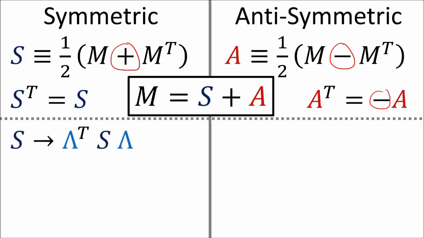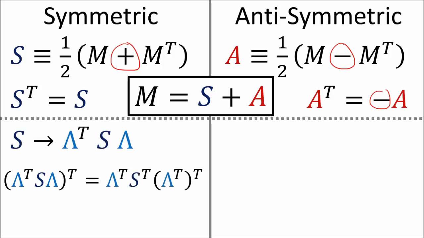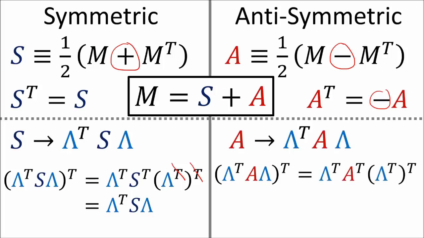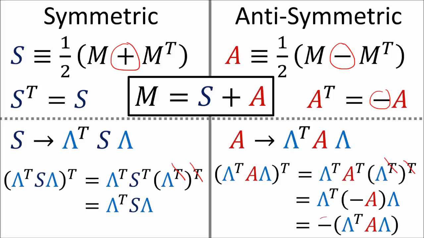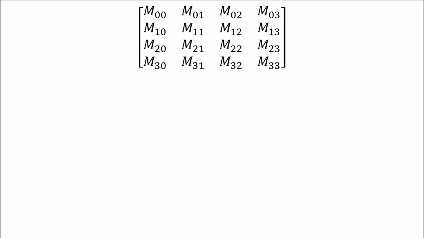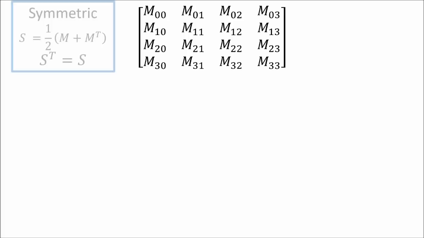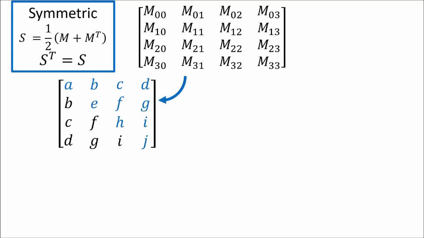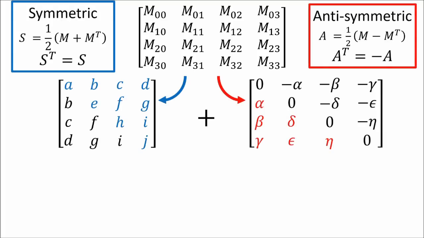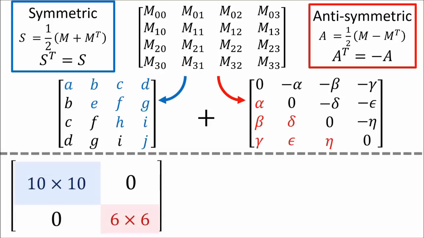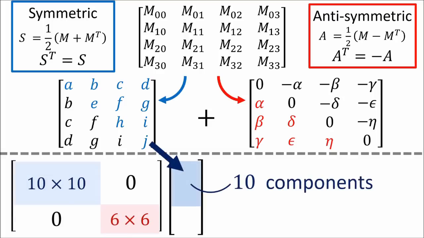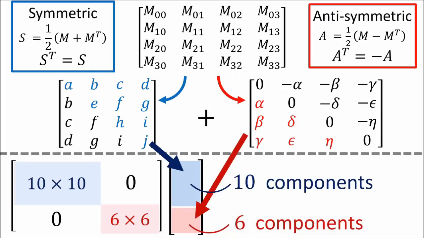If we Lorentz transform the symmetric part S, the result is also symmetric. And if we Lorentz transform the antisymmetric part A, the result is also antisymmetric. So when we have a covariant rank 2 tensor in space-time, the 10 symmetric components and the 6 antisymmetric components transform independently from each other. So the 16-dimensional representation decomposes into the direct sum of 10 and 6-dimensional representations.